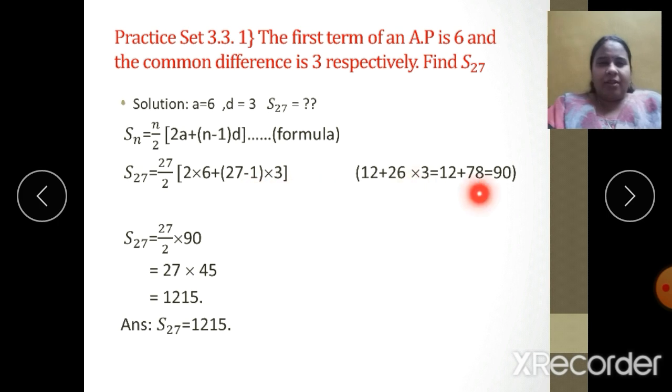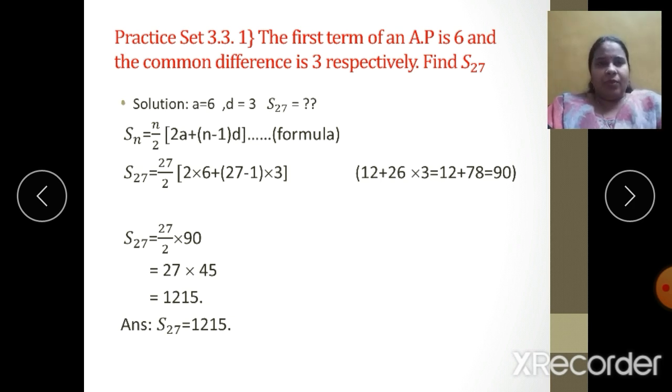Now this part I have calculated here for you. Okay, see, 6 2s are 12. 27 minus 1, 26 into 3, that is 78. So when 12 plus 78 is done, what we get is 90. So we can substitute 90 here. 2 1s are 2, 45s are. So 27 into 5 is nothing but 1215. That is why I told you, if it is asked, it can be only for 2 marks, as there is nothing much that you have to do. Direct formula, substitution and answer. So what is the value of S27?